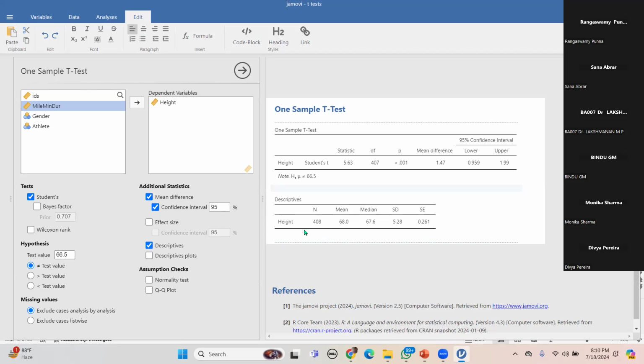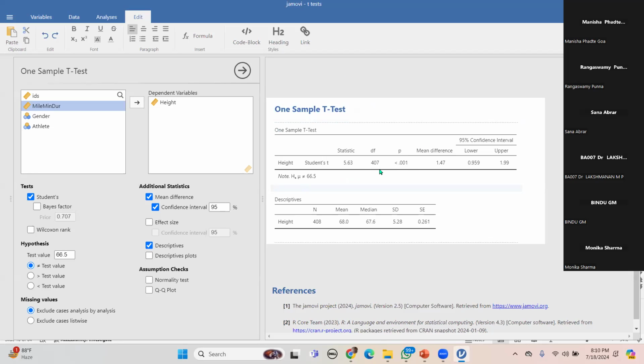For the 408, if you look at the average height, it is 68. On average, in Gujarat, for the data that we have collected from 435 people, that is 408 people, the average height is 68. So we got this mean value. Now coming to the second test result, that is the one sample t-test that we are conducting.